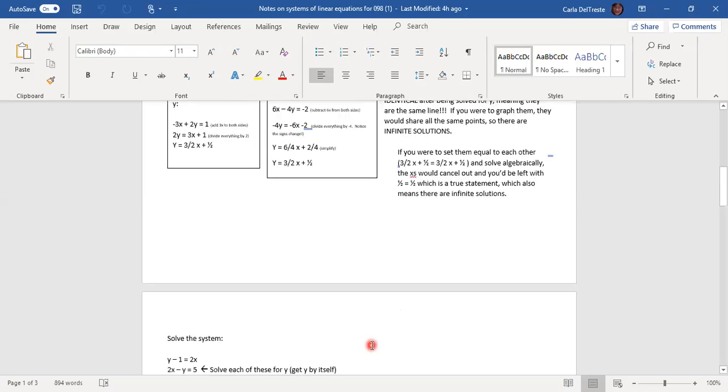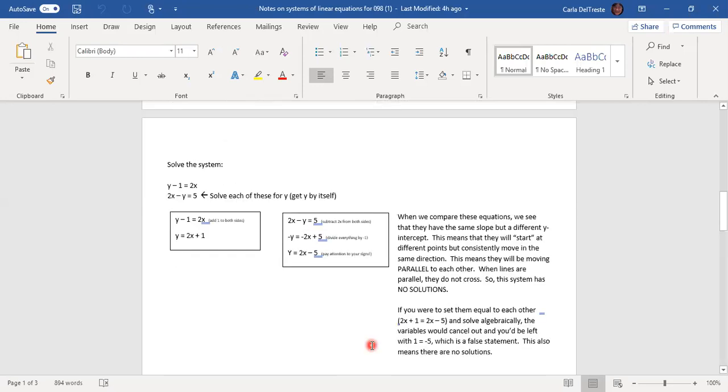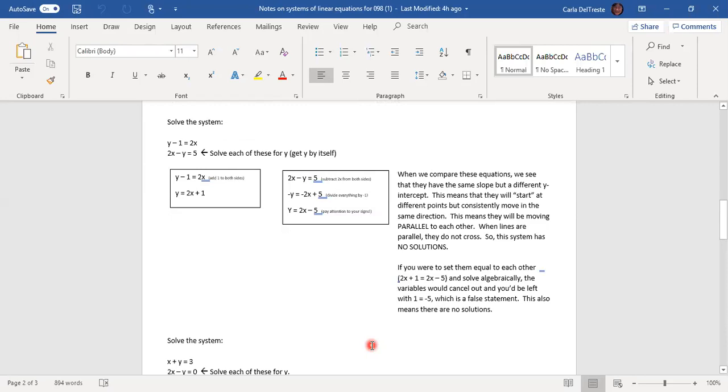Now let's look at the second scenario. There's another system. y minus 1 equals 2x, and 2x minus y equals 5. Again, get y by itself. So in the boxes are the math for getting each equation by itself. So for this one, all you have to do is add 1 to both sides. So you get y equals 2x plus 1.